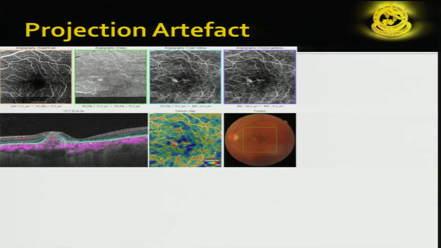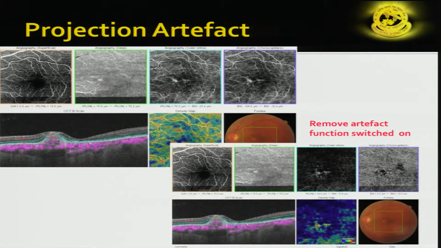So I'll just show you one example. This is an auto segmented image, but you see this is the deeper cut, but you are seeing the superficial retinal vessels also here. How come? There's no vasculature supposed to be here. So this is basically the superficial retinal vasculature that has been projected onto this. So I have to do away with this. Sometimes my machine can do it for me. It has a software where it can remove artifacts. So once you remove the projection artifact, it does away with it.